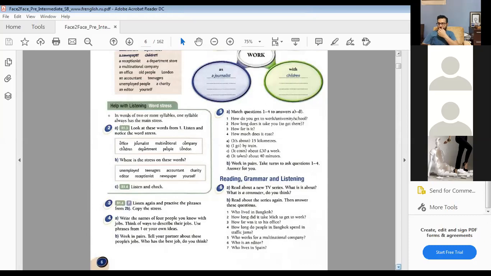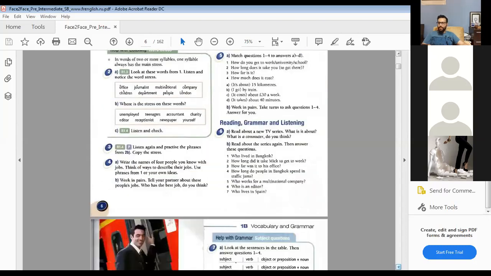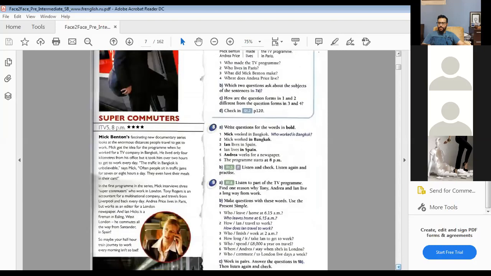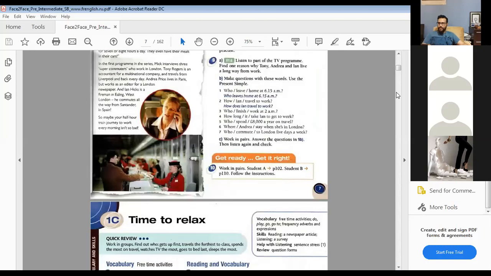Okay, so in exercise C now, this time we're going to read about a new TV series. We want to find out what it is about, and then what a commuter is, so we understand this in more detail. First it says read about the series, then answer these questions. Let me take you to the second page. Here we have information about the series.